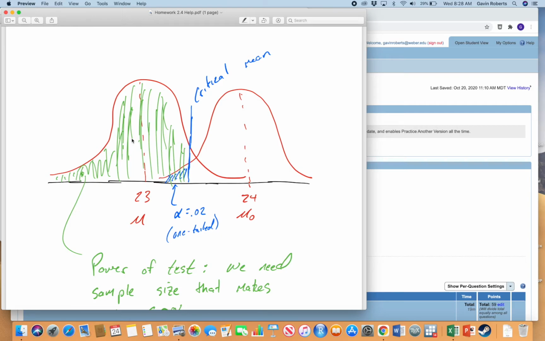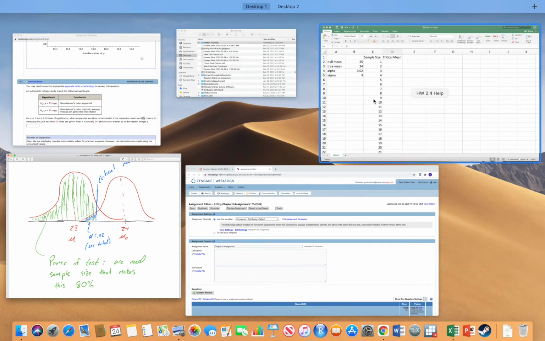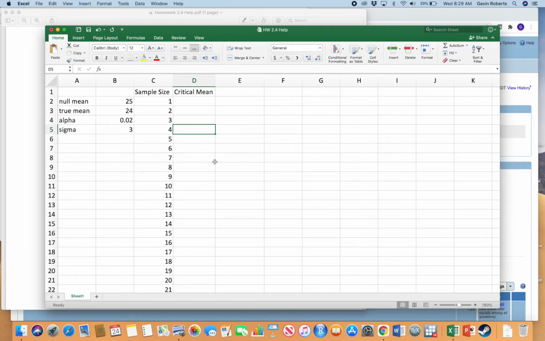The power of the test will get bigger because basically you can imagine this tail being pulled in this direction towards the green area as the sample size increases, which will increase the probability in the green area. Okay, so that's the information we're going to use when we go to Excel here.